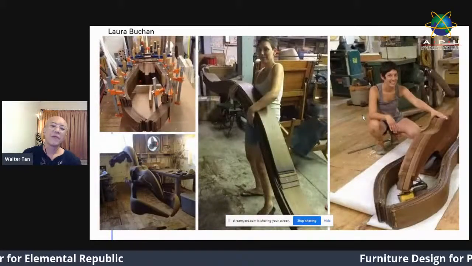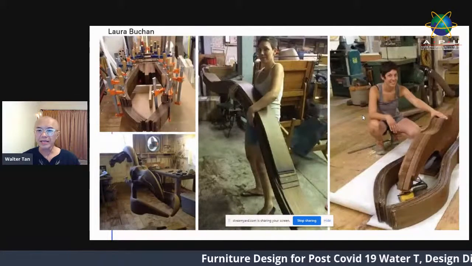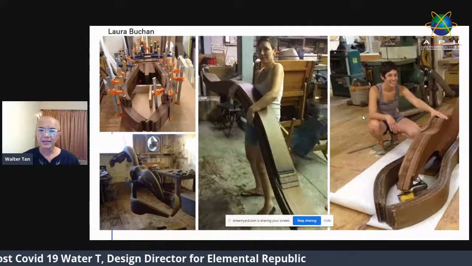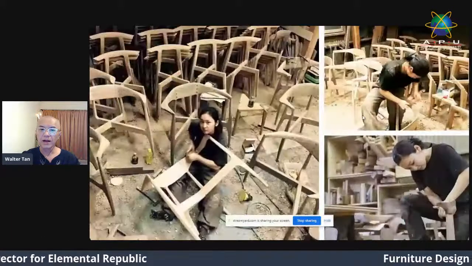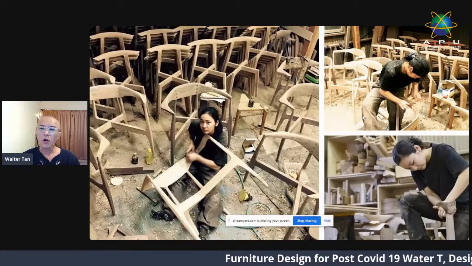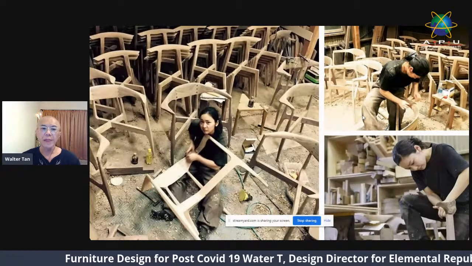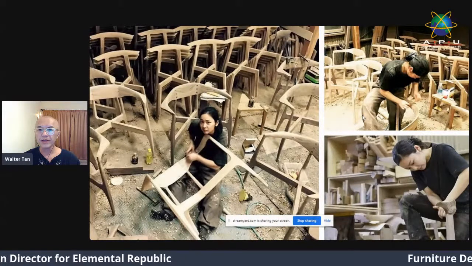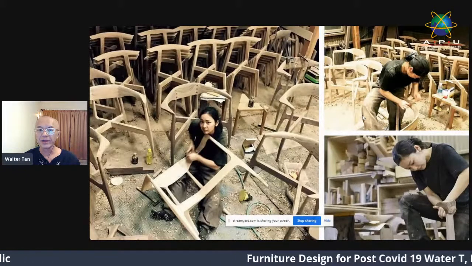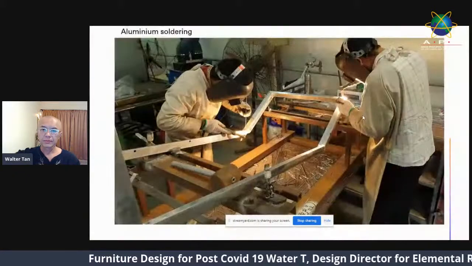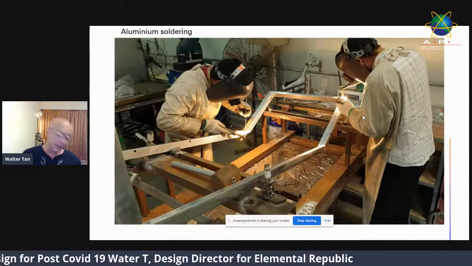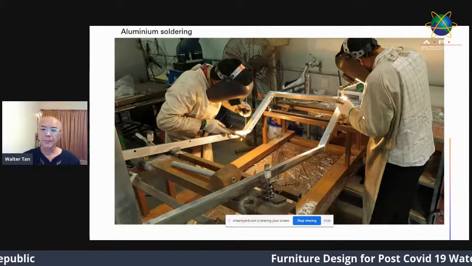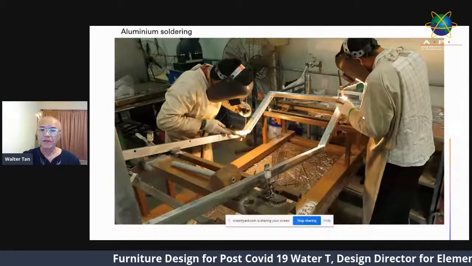This is Laura Buchan, she's very good at laminating. See here, the product that she produced is an alien stuff. She made her own product. And then this is Kumiko from Japan. Straight after she graduated from a university, she went to this factory and made handmade wooden chairs. And aluminum soldering, this is also one of the crafts as well.